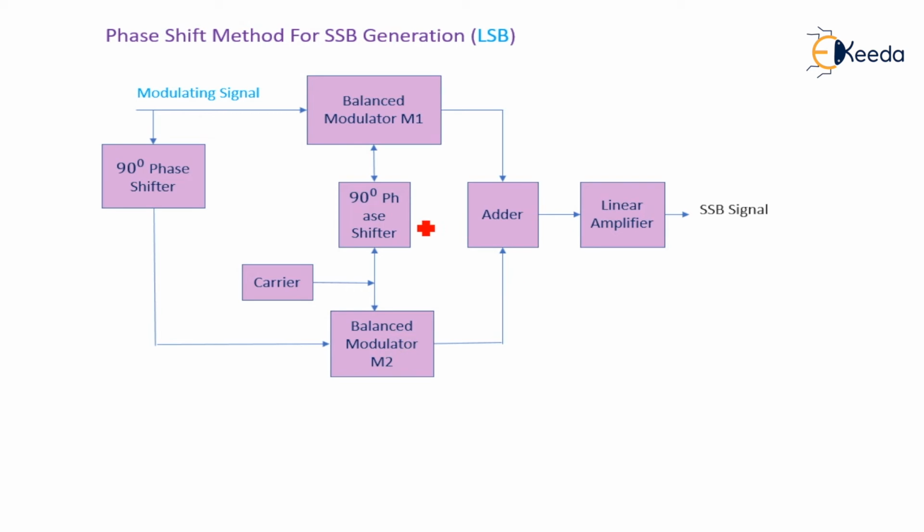If we want to suppress the upper sideband, then the carrier source needs to be applied in between the 90-degree phase shifter and balance modulator 1. So the necessary calculation of the modulating signal and the carrier takes place, and the lower sideband will get suppressed and only the upper sideband will get selected as a single sideband.